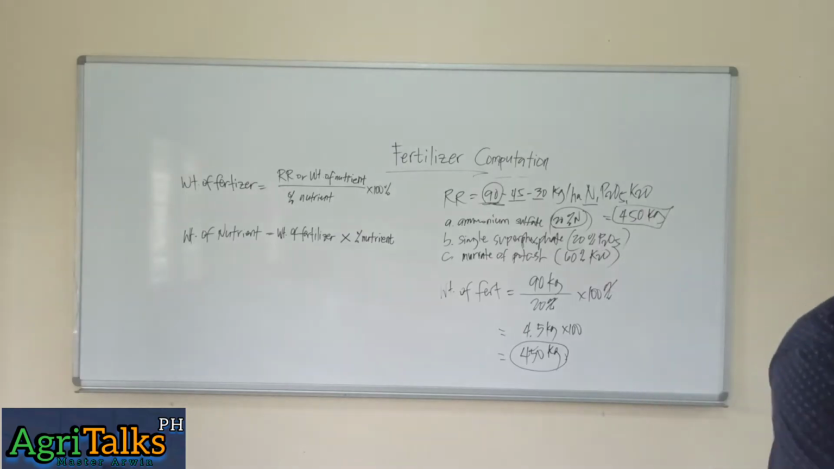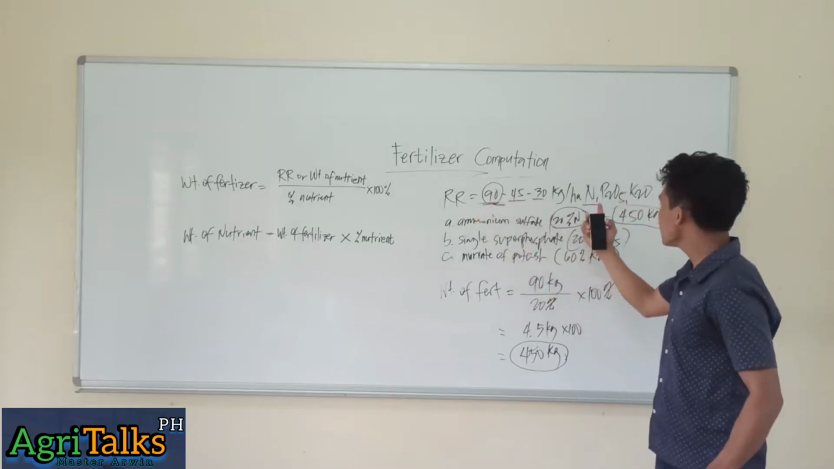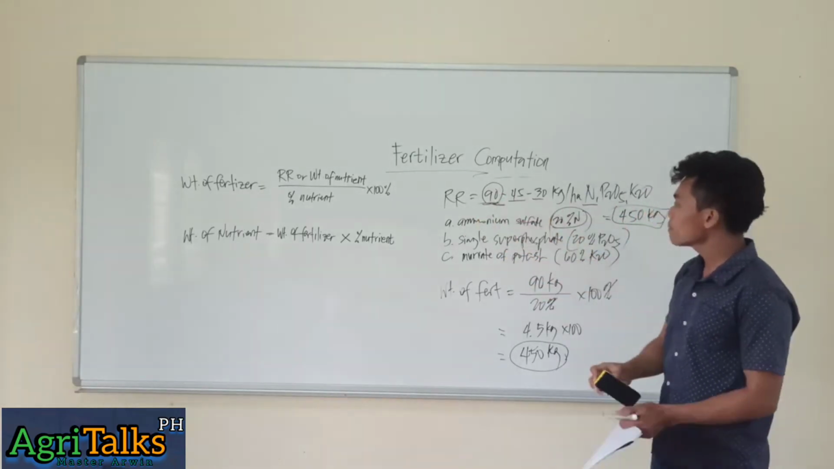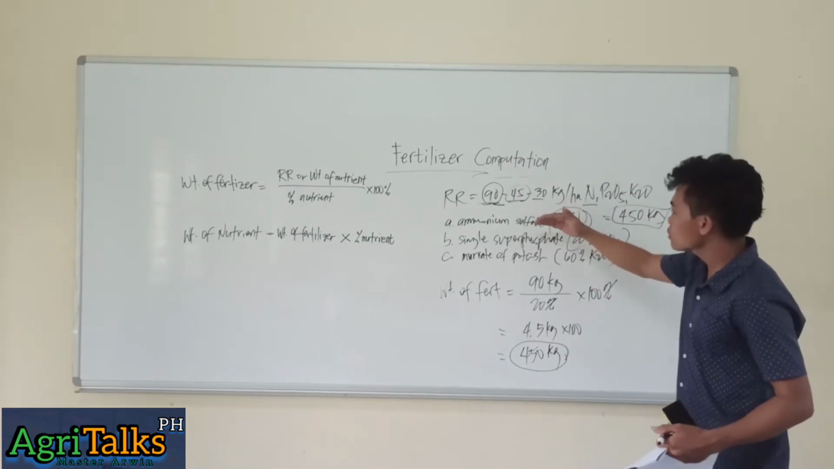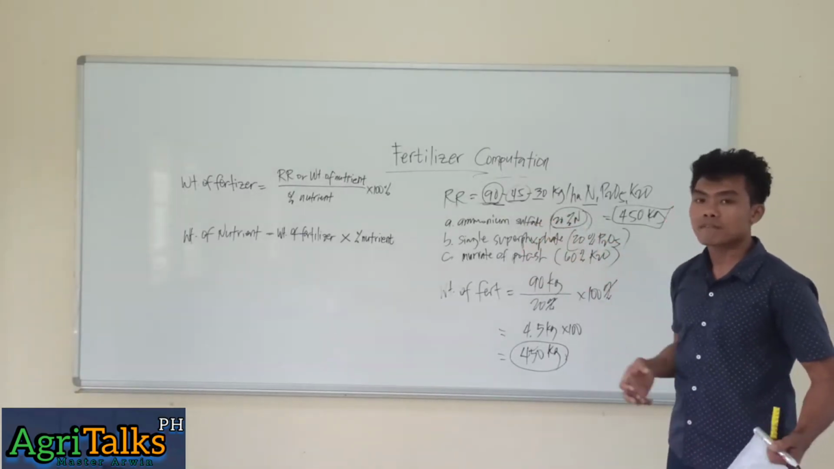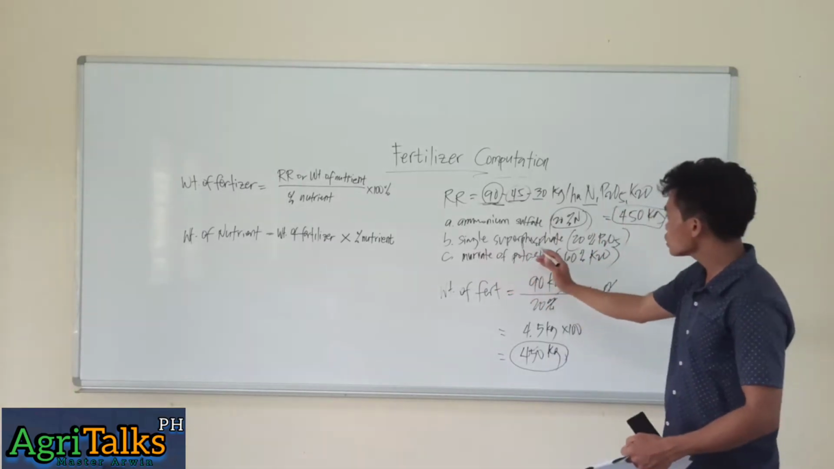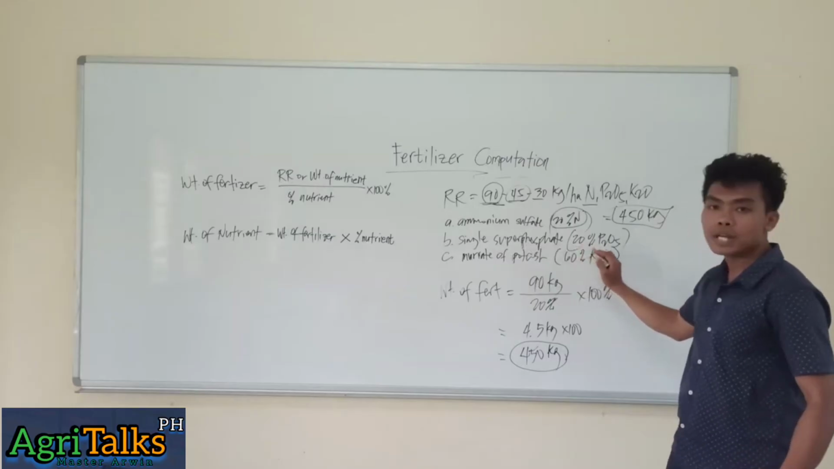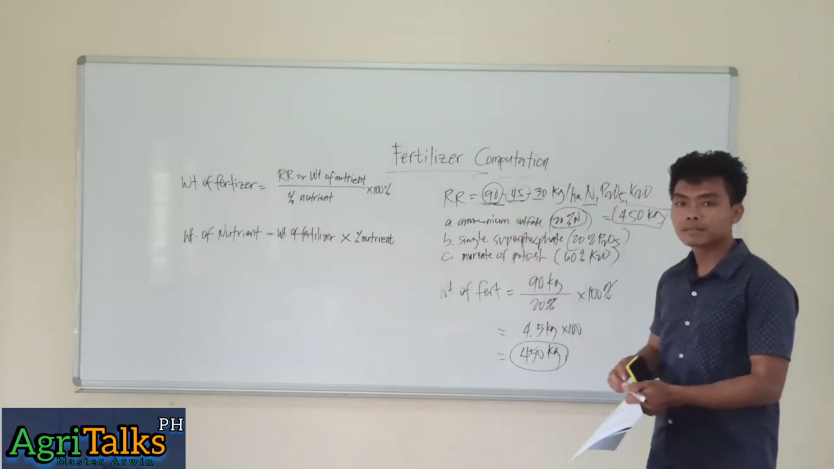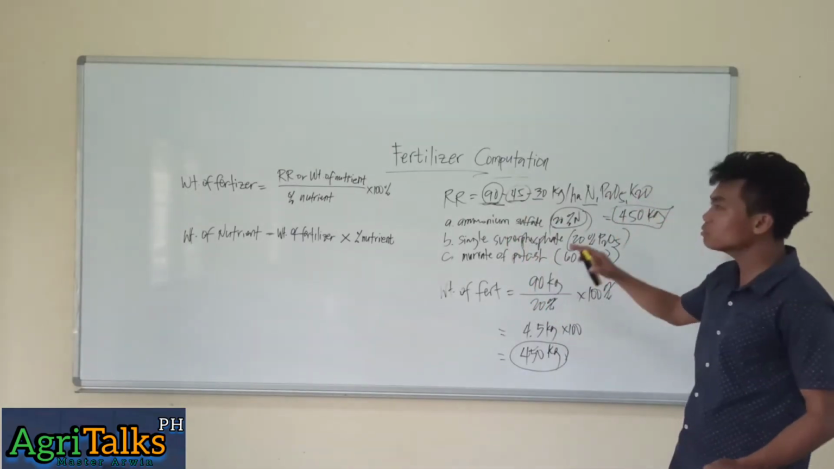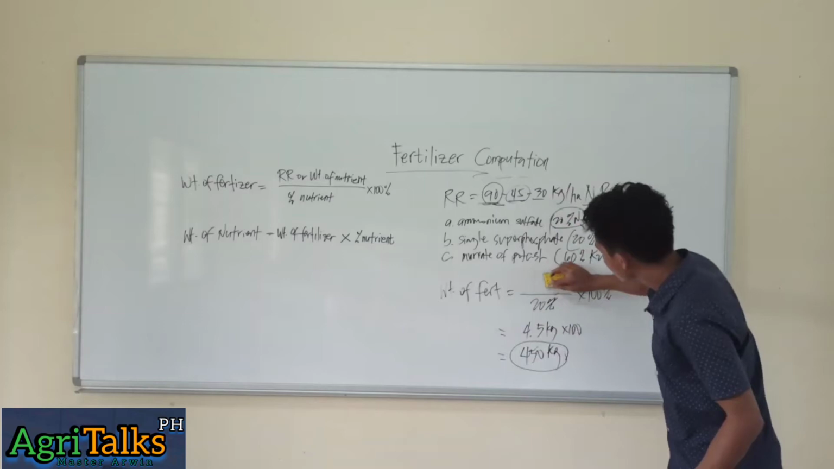Okay? So another, tapos na kita sa 90, which is the nitrogen. We will now proceed to phosphorus, which is 45. So, again, you will choose from the materials that has phosphorus to satisfy the needs of the phosphorus. So here we have single superphosphate having a 20% phosphorus. So we will use this to suffice the need of this 45 kilograms. So we will use again the same formula to compute. So we will just erase this.